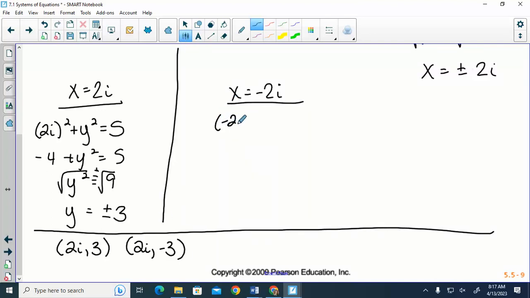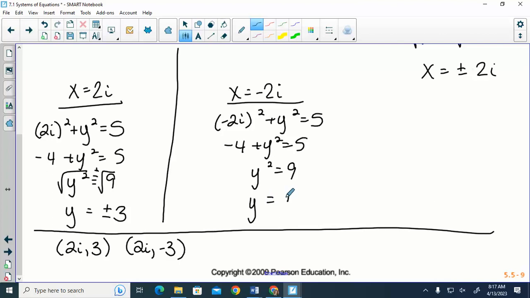Alright, if you plug in a negative 2i, what happens? Same thing. Negative 2i squared is 4i squared, or negative 4. So y squared equals 9. So we again get plus and minus 3. So we have negative 2i, 3 and negative 2i, negative 3. Okay, so it is possible to have more than two solutions. Is that one okay?